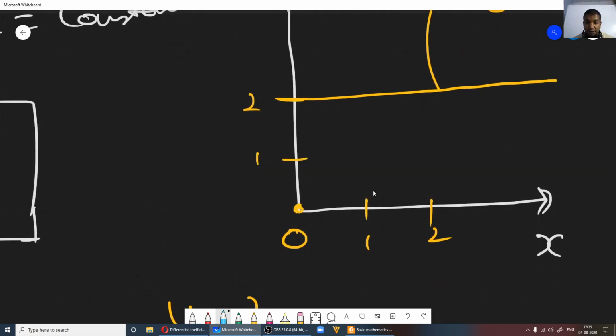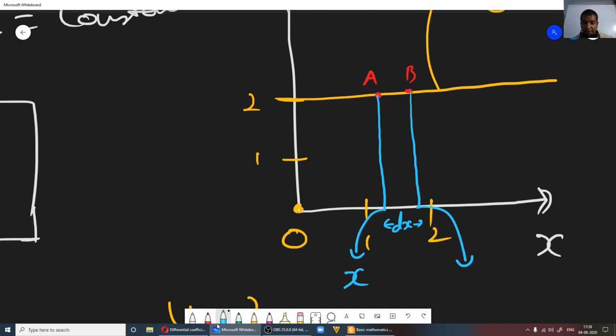Let us consider 2 points, point A and B. Now let us draw perpendiculars on that. Say point A and B are so close that the interval, what we discussed in the previous class, let it be dx. Now when you go from point A to point B, what is the change in x coordinate? Let the value here be x and the value here will be x plus dx. So the smallest change we are seeing is dx.